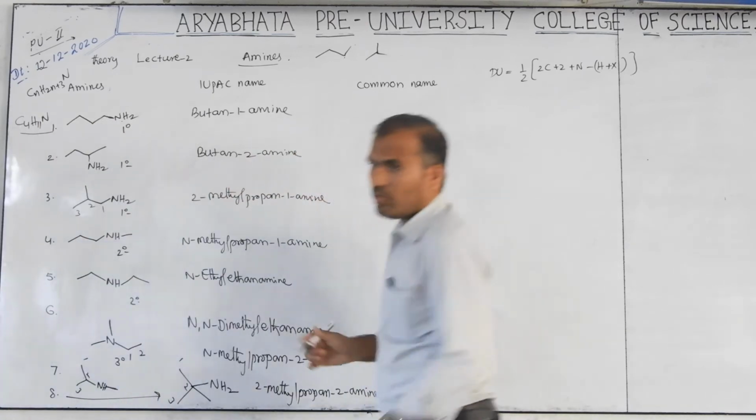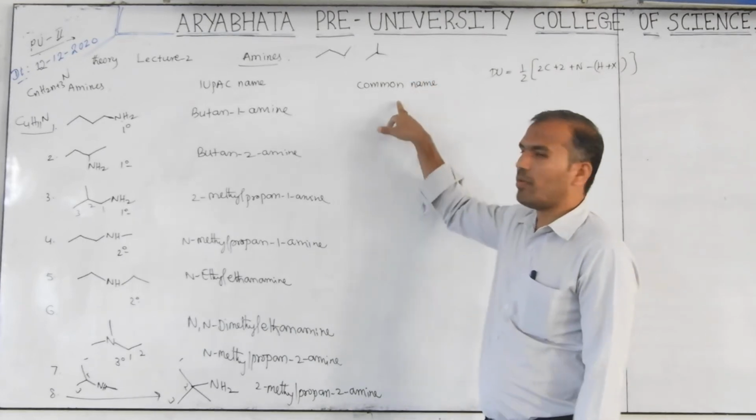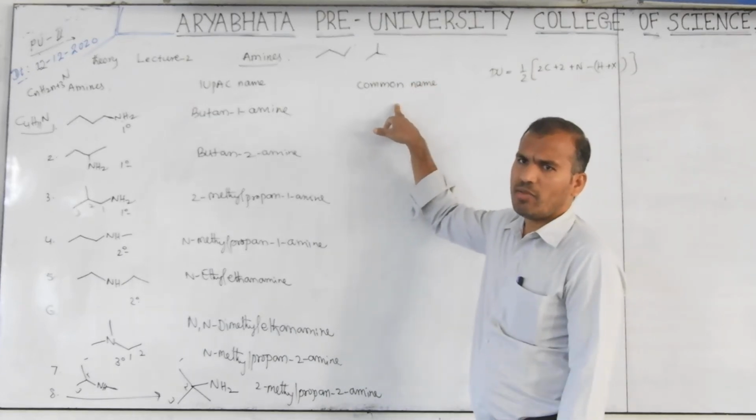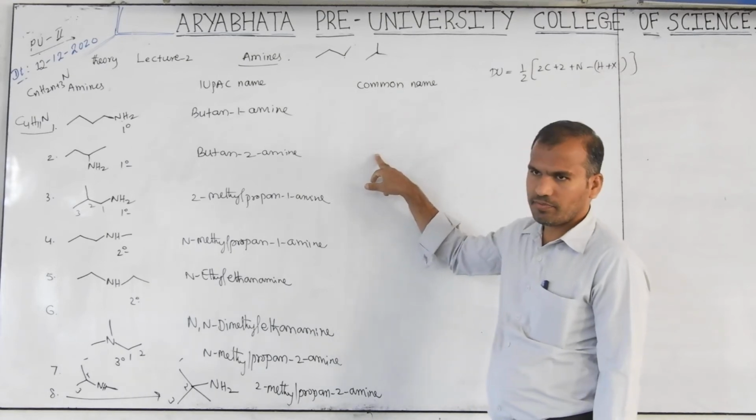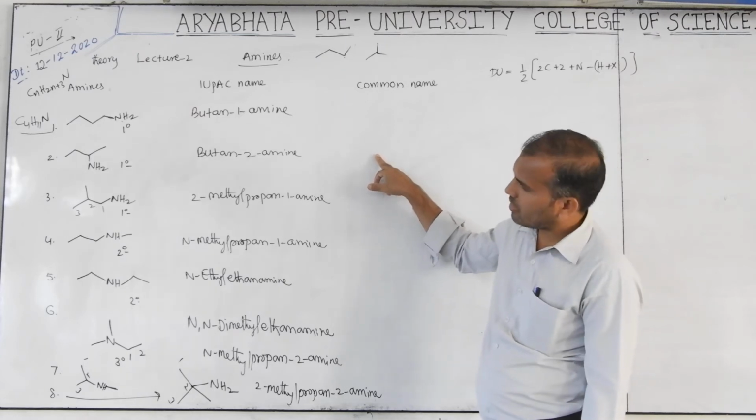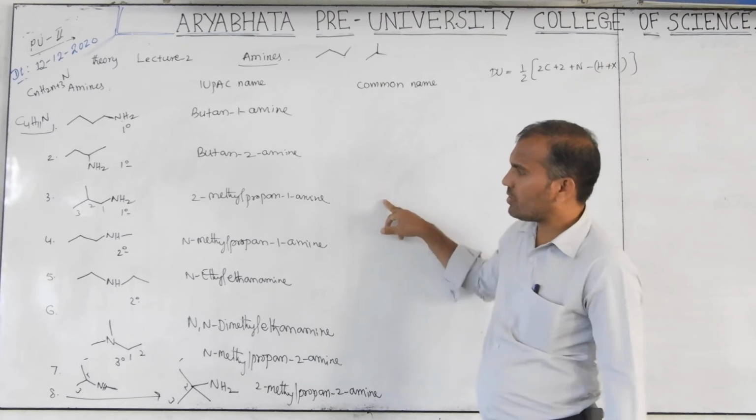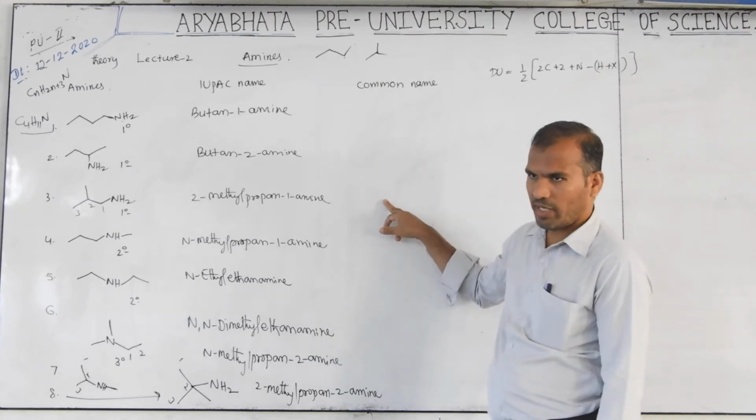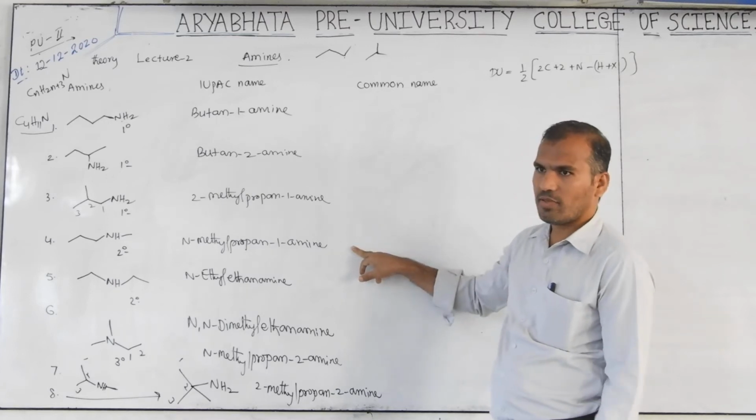Common names, I am just telling. If you want, you write it. I am just telling the names, I am not writing them. What do you call this? N-butyl amine, the first one. The second one, what is it? Secondary butyl amine. This is isobutyl amine. This has no common name.